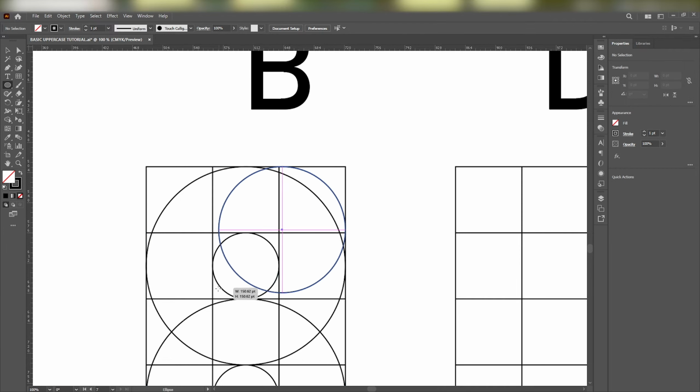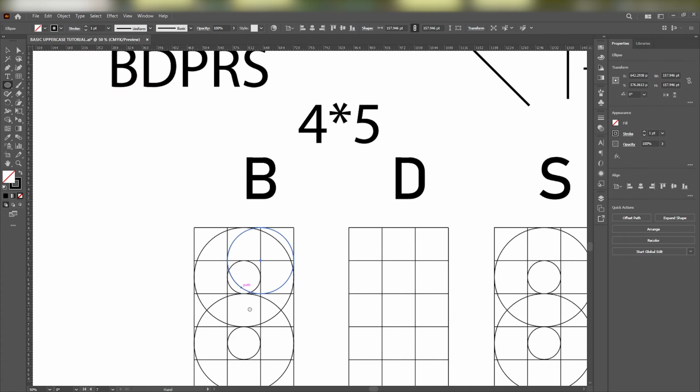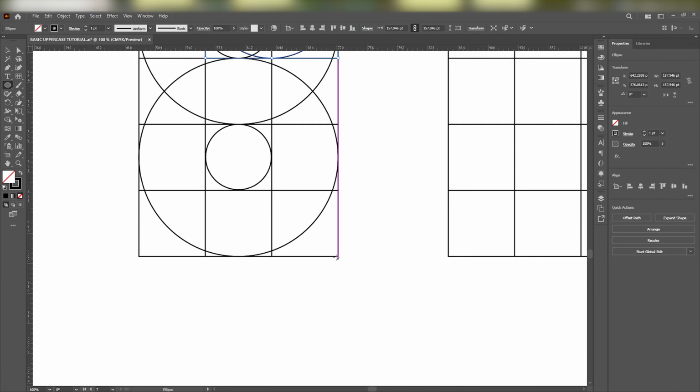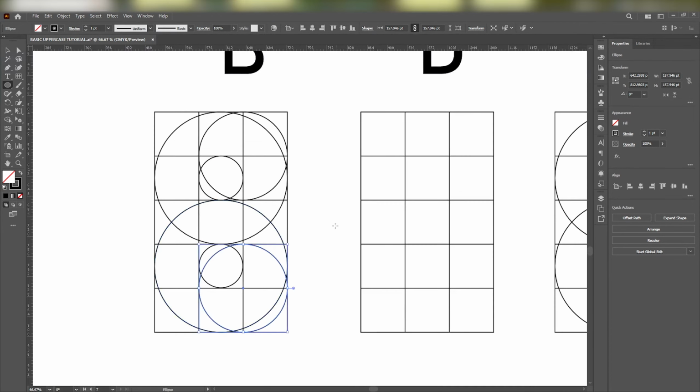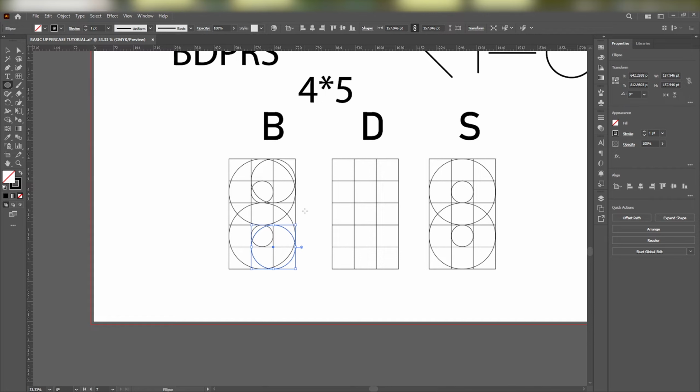We need a third circle. A third circle that is right there. A third circle. Wow. Do you guys see that it has gotten more complex? It has gotten more complex. Complexity.